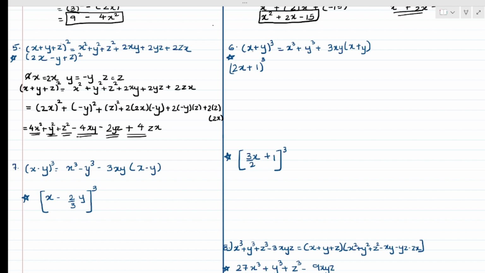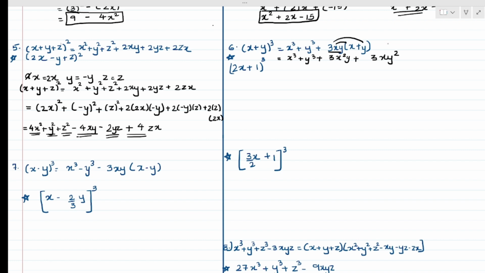Moving on to our sixth identity, which says x plus y the whole cube. Earlier we saw x plus y the square. Now here we are saying x plus y the whole cube. Learn your identity. x cube plus y cube plus 3xy times x plus y. This identity can further be written as x cube plus y cube plus, as you can see over here, 3xy times x gives me 3x square y plus 3xy times y gives me 3xy the whole square.